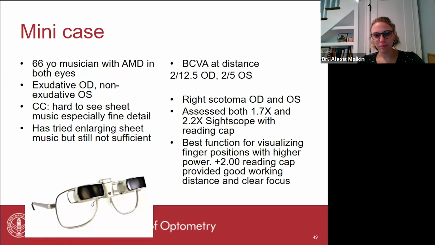Because he had an intermediate goal and he needed his hands to be free, I went to a spectacle-mounted telescope. As you can see here, it's the sight scope. It's a fixed focus telescope, and it has a reading cap for his working distance. Based on a 20/50 acuity, I didn't think I would need a lot of magnification, but his sheet music is very, very small. So we're talking about probably 20/20 to 20/25 near needs. And so we looked at a 1.7x and a 2.2x telescope, and he really liked the 2.2.